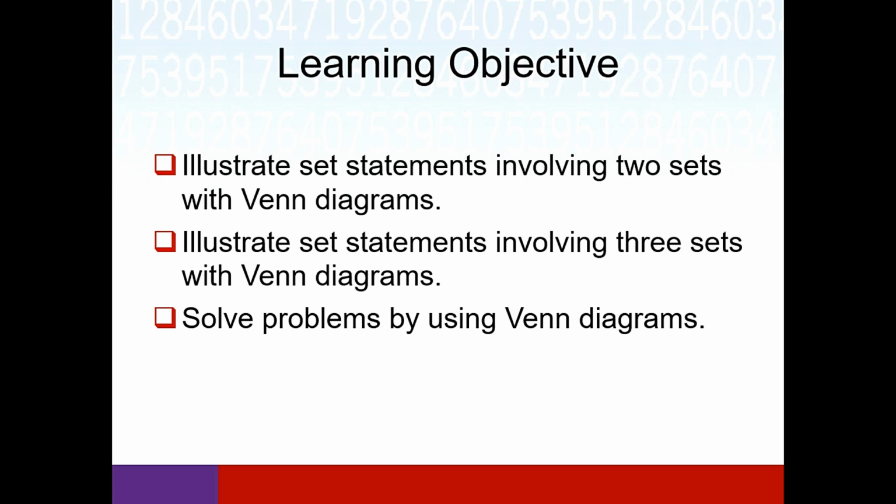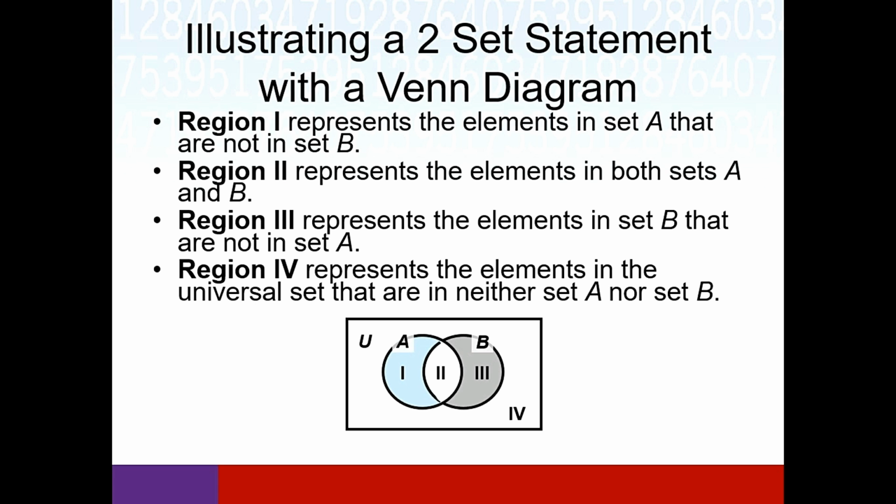So now, let us start first with two sets with Venn diagrams. Now, illustrating a two-set statement with a Venn diagram. We have here a Venn diagram with two sets. This rectangle represents the universal set, and we have two circles that represent the two sets. Now, we have the Roman numerals 1, 2, 3, and 4, and these will represent our regions.